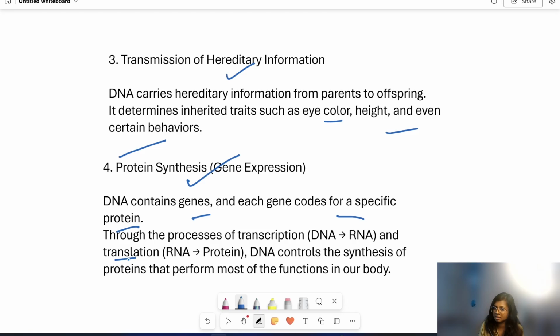Now we can understand that DNA is responsible for controlling the synthesis of proteins that perform most of the functions in our body. Proteins are responsible for most of the functions in our body. DNA is controlling all the synthesis of proteins. So let's move.